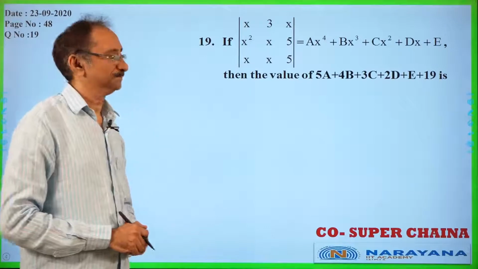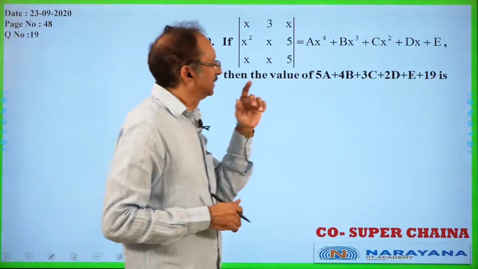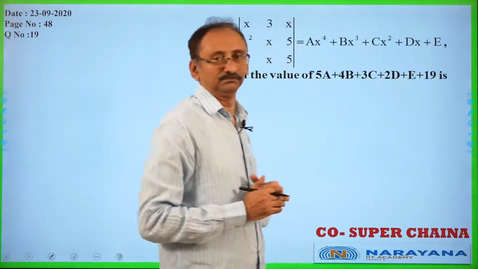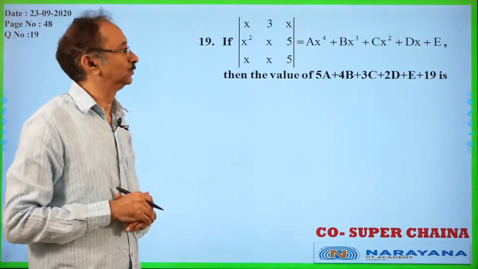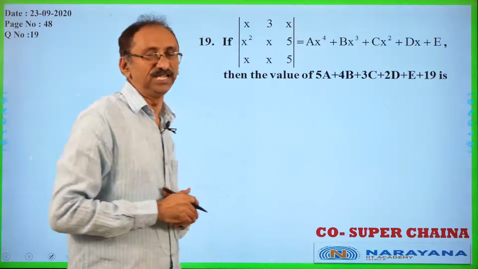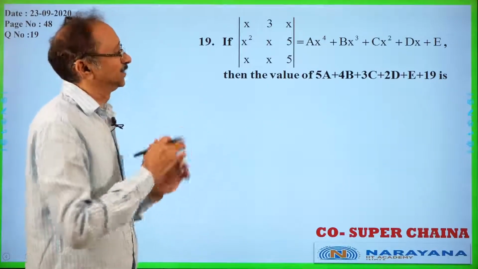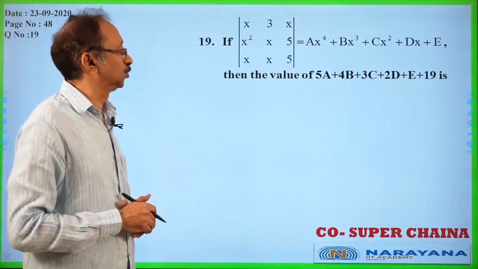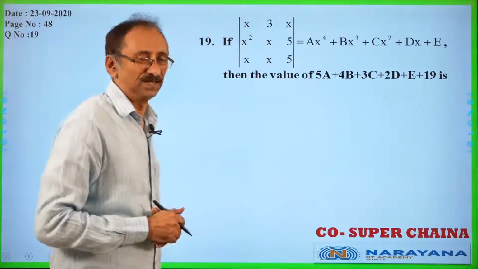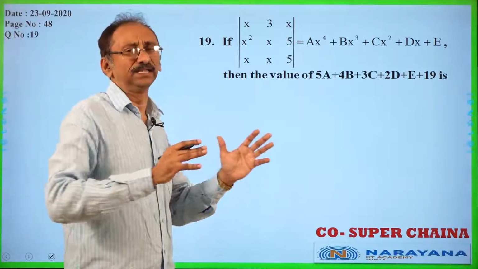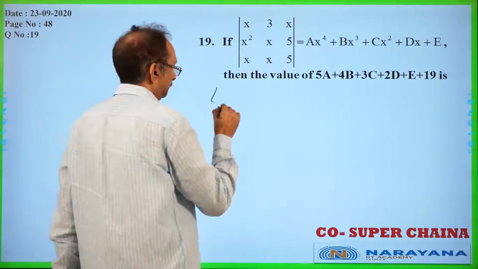And see this one. So, just as in the previous problems, but he is not only asking E and D. If he asks the value of E, we simply substitute x is equal to 0. If he asks only the value of D, we differentiate both sides and substitute x is equal to 0, we will get the value of D. But he is not asking only D and E, A, B, C, D, E, all of them. Therefore, the best thing is expanding this determinant. It is not a big one. So, just expanding the determinant.